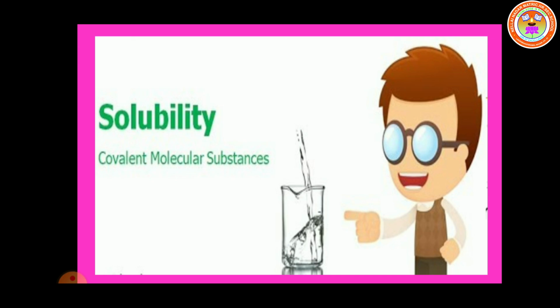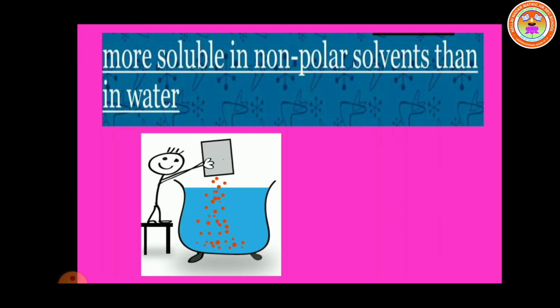Next, solubility. Covalent compounds are readily soluble in non-polar solvents like benzene and carbon tetrachloride. They are insoluble in polar solvents like water. Insoluble means not soluble in polar solvents like water. And students, what is meant by non-polar solvents? Solvents that do not contain charged particles. That means the absence of charge, which makes these molecules non-polar.